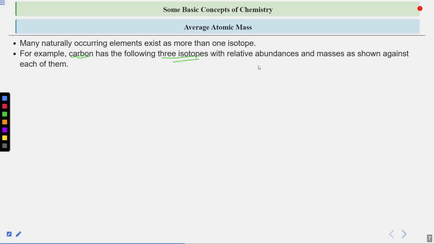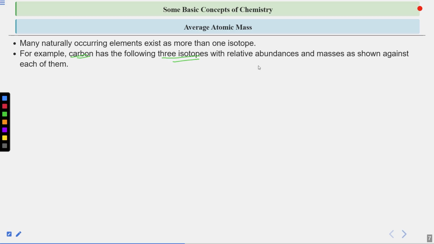So in that case, we take the average atomic mass rather than the atomic mass. And this average atomic mass is used everywhere in your calculation. For that reason, we simply call it the atomic mass by dropping the word average. So you don't have to worry about this new term. It is just your atomic mass that you are dealing with.